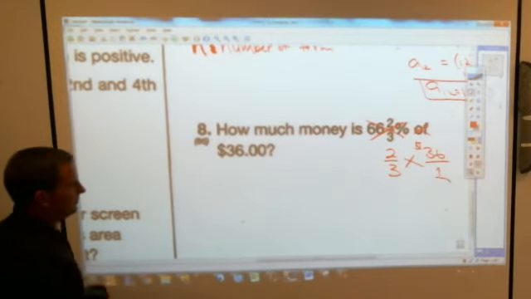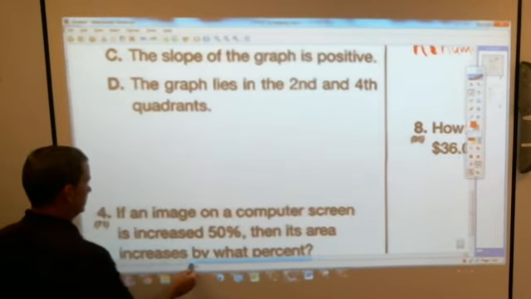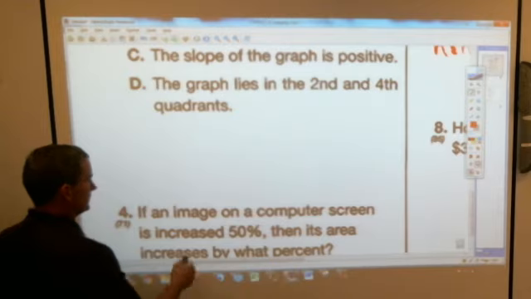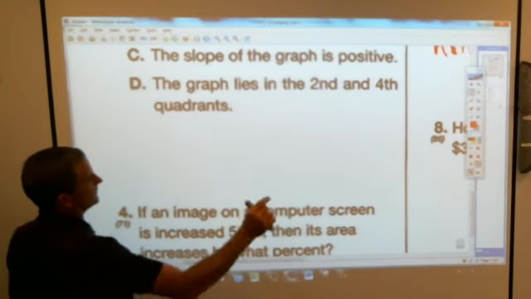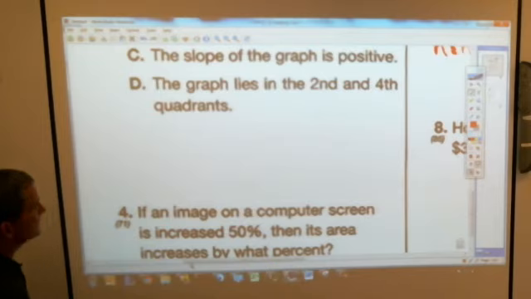Are you ready to go on your own? Well, sometimes you've got to look at this: increase 50%. It increases by what percent? This is another one, number 4 is another one. It asks you how much it increases, not what percent of it is. I'd be interested to see.